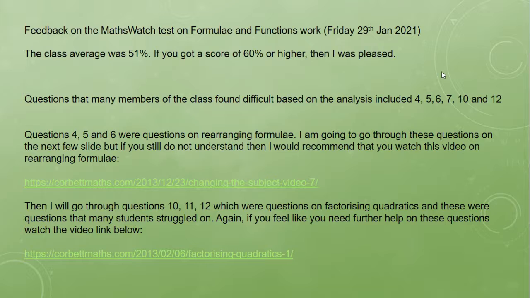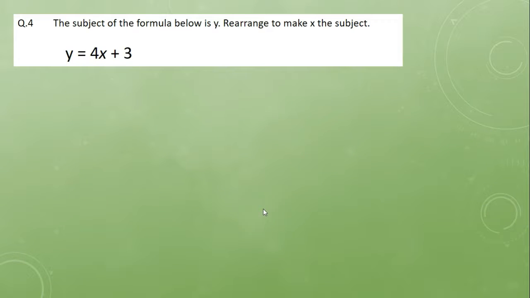Now, I'm going to go through those questions on the next slide, but if you are still struggling with those questions, I've put 2 links on here. The first one is for changing the subject of an equation or a formula, and the second one is for factorising quadratics. So have a look through these slides, through this recording, have a go at the practice, but if you're still struggling, go back and look at those.